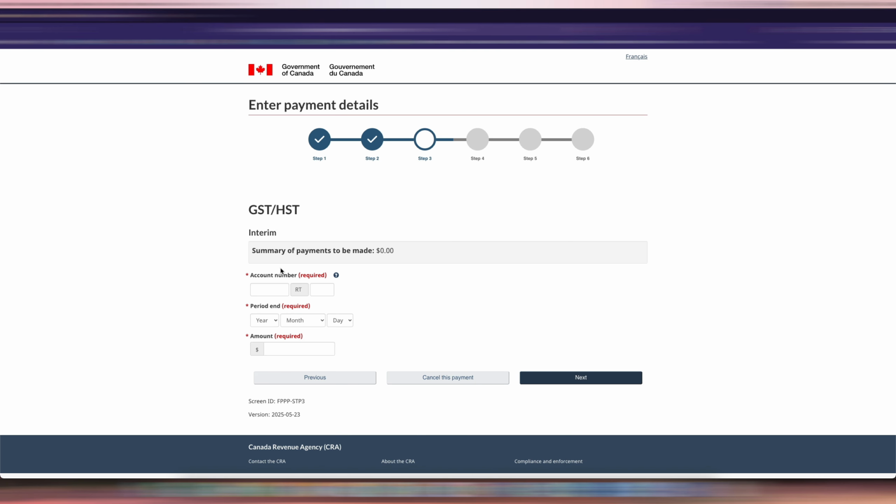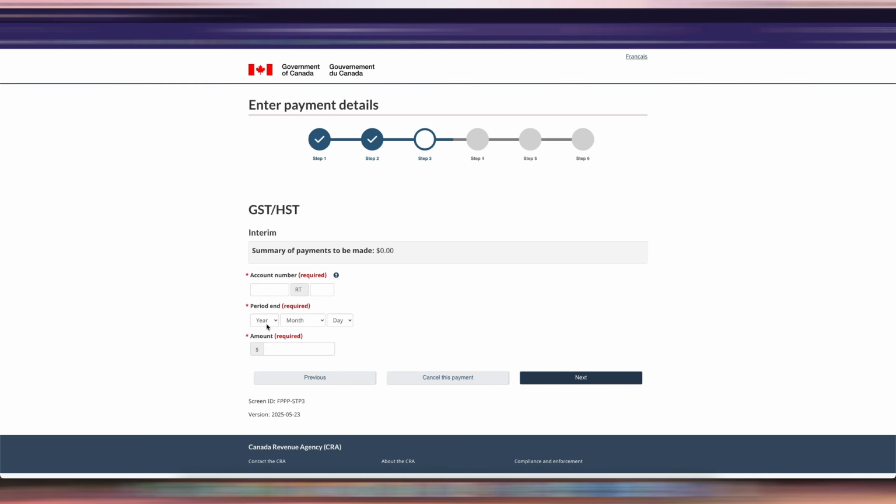Okay. So again, the only thing you need is your HST number here and then your period ending. So if right now it's October 2025, this would be the period. Let's say you're an annual filer, it would be for December 31st, 2025, whatever that end of period is. You're not going to put October, you're going to put the end of the year, December 31st.